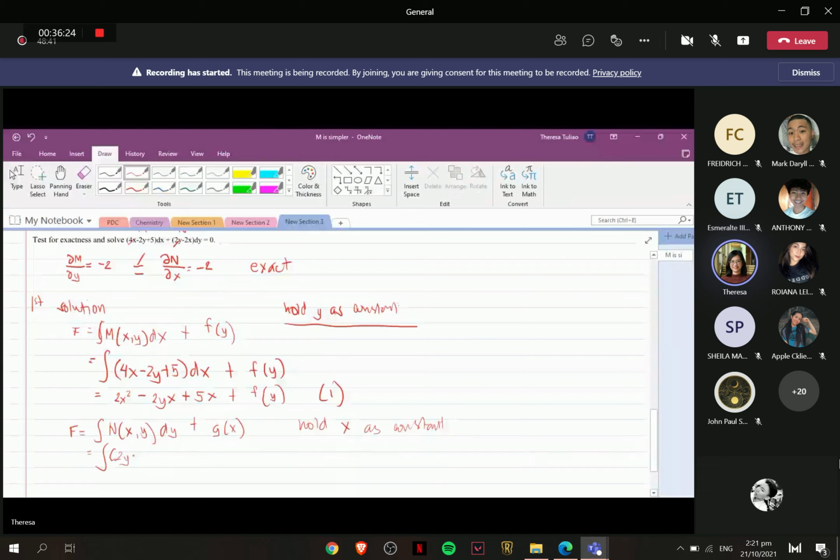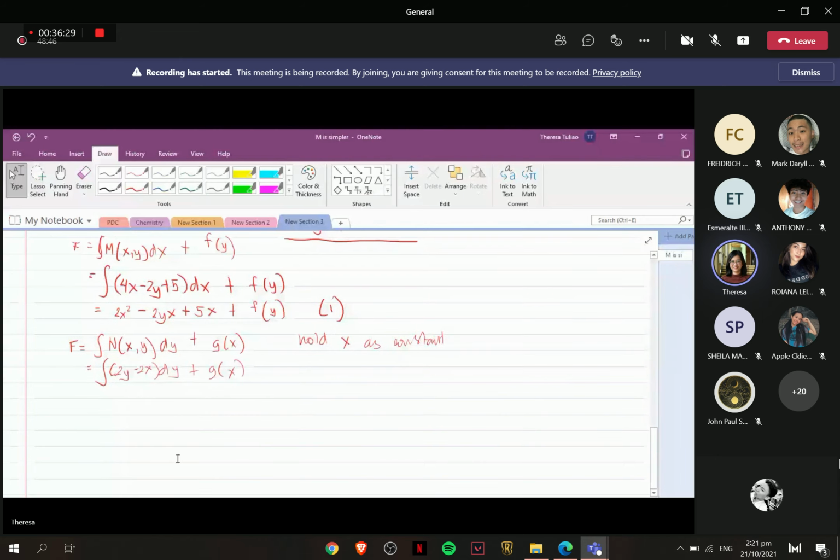Okay? So, integrating, holding x as constant. So, integral nito, 2y squared over 2. So, simply, y squared. Okay? Minus, x is constant, so that is 2xy plus g of x. So, that is now your equation 2. So, ganun lang siya kadali.